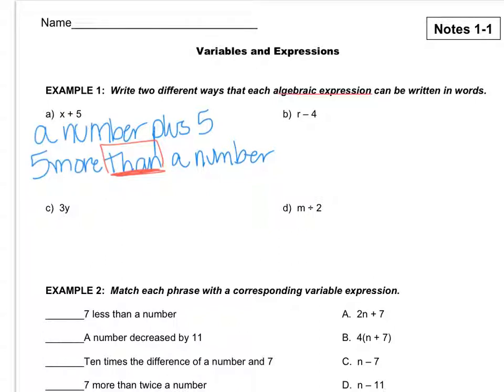Okay. On B, we have r minus 4. Remember, r is just a letter, it's a variable, so we can say a number minus 4. Or another word for minus is less, so we can say a number less 4.